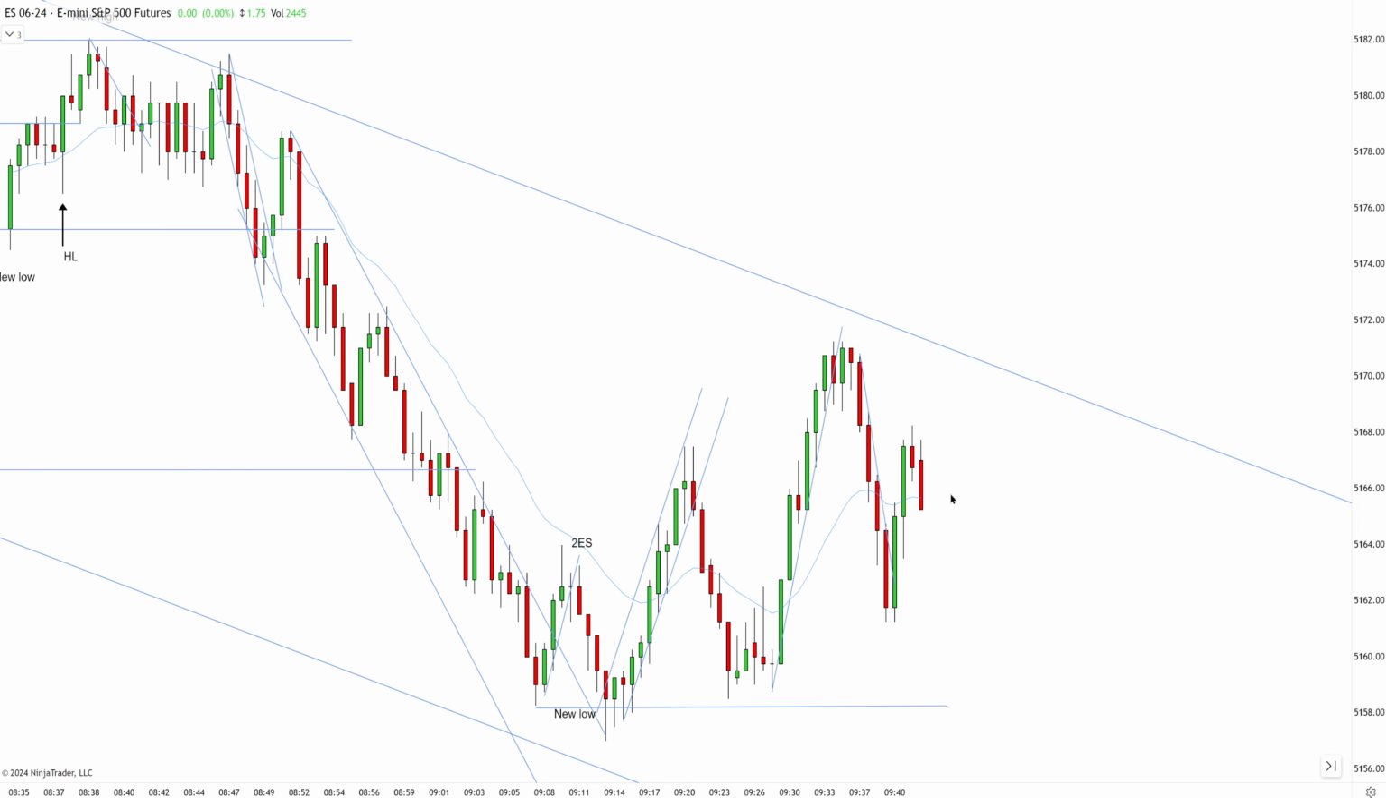It's so easy to get tempted here to trade it both ways. Remember, you have to follow the rules. You need to understand what's happening. You need to predict the setup before it forms. It's hard to predict anything here because it looks rangy, but we are making higher highs and higher lows.